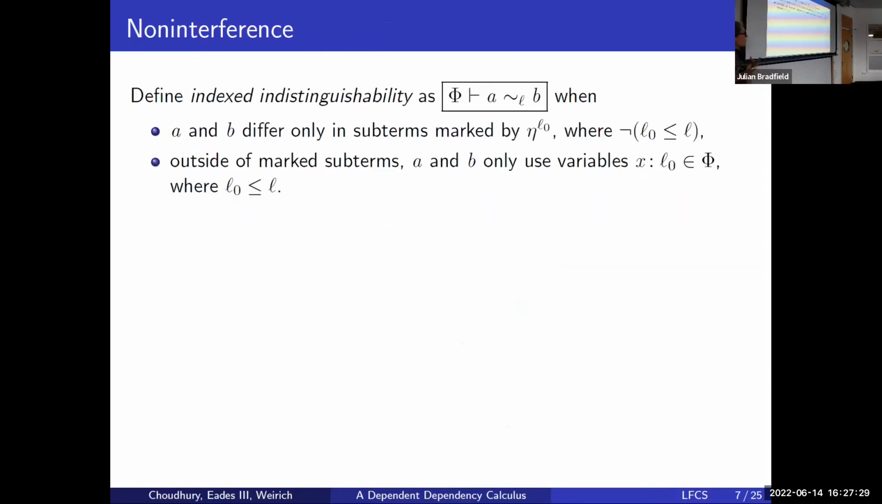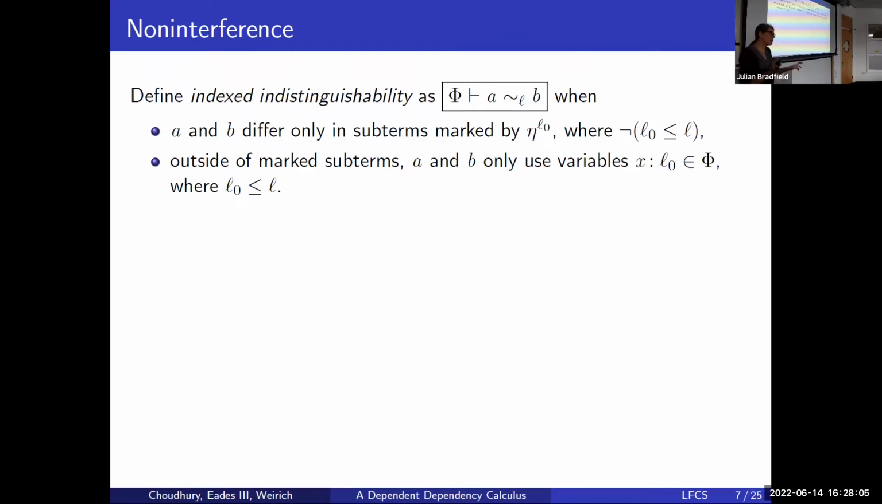And so to talk about that, I'm going to define first a sort of labeled relation, right, that talks about when terms are related to each other up to some observer, right? So I'm calling this relation indexed indistinguishability, right? And here, I really define this using a whole bunch of inference rules, but this is sort of the intuition behind those rules, right? What this rule is saying is that here I have A and B, and if you have an observer at level L, they can't tell the difference between A and B.